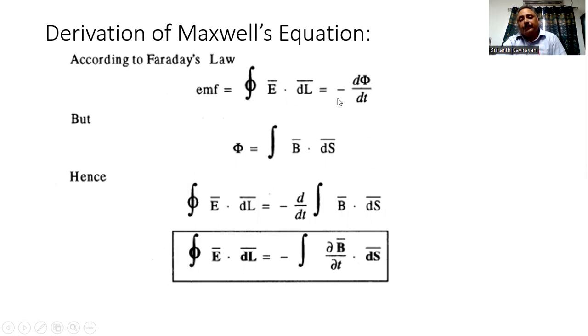So according to Faraday's law, we have the electromotive force equal to the closed path integral of E dot dl, which is equal to minus d phi by dt. But we also know the flux can be defined in terms of the flux density as integral B dot ds. So rewriting these equations, integral E dot dl equals minus d by dt of integral B dot ds, or integral E dot dl equals minus integral of dou B by dou t dot ds.